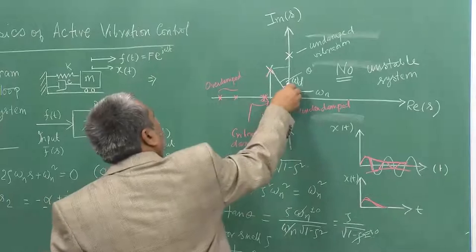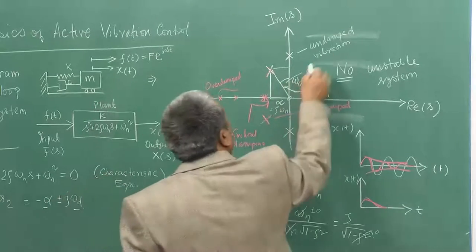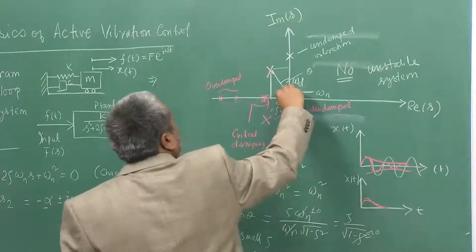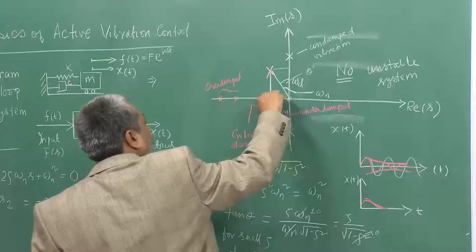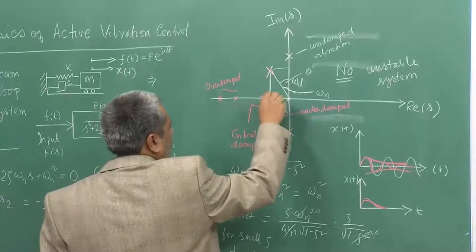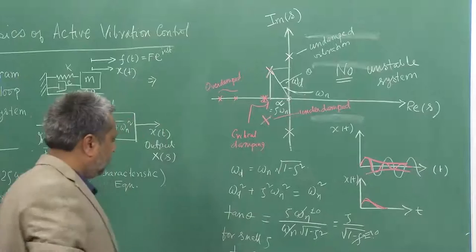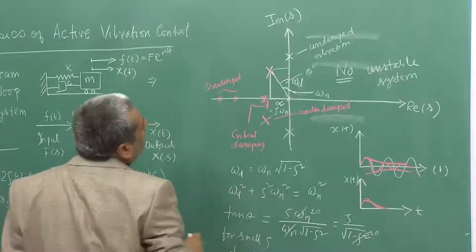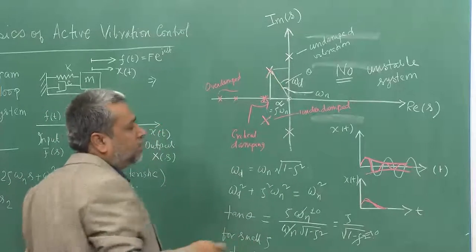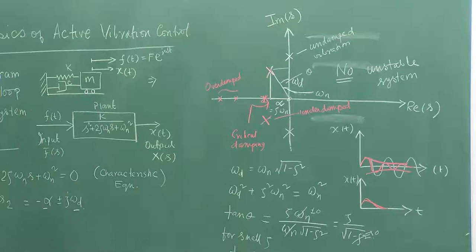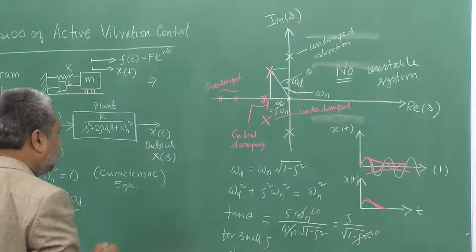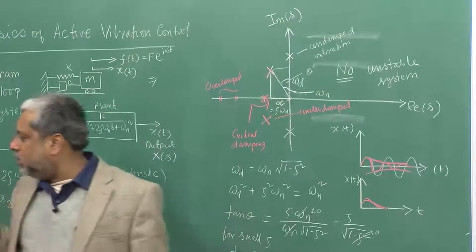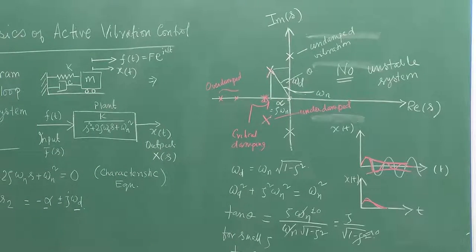That's why when the slope is 0, you have an undamped vibration, and as it rotates towards this direction and the roots reach the real axis, you have critically damped and overdamped conditions. So that's how this slope tells us about the damping, and the radial distance tells us about the natural frequency of the system. These several implications we have to keep in mind, because when we will be judging the performance of a system, these things will be important for us.